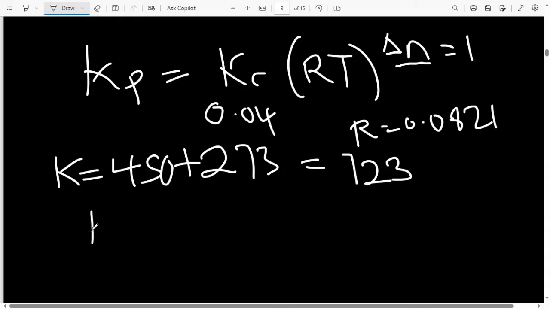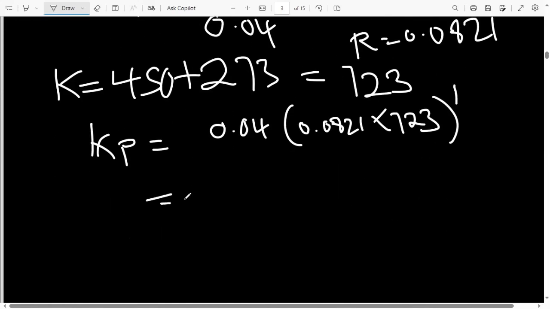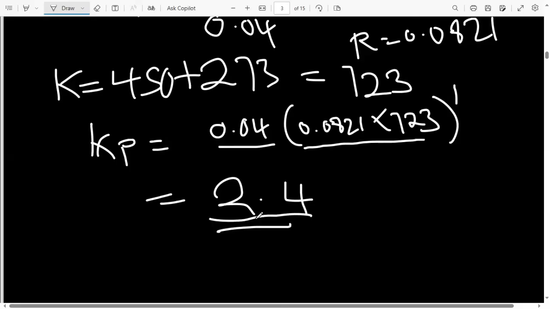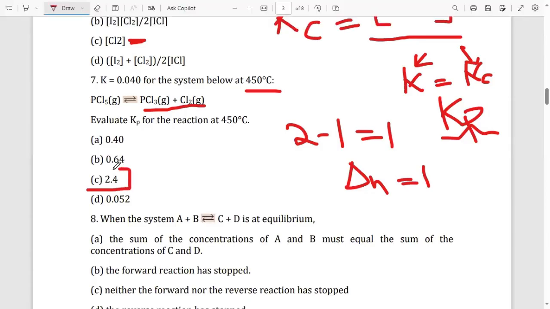So we're just going to place those into the formula. This will be equal to 0.04, and then inside these brackets we're going to have 0.0821 multiplied by 723, and then we raise to the power 1. Now multiply this with this. What are you getting? You punch on your calculator. It's giving me some number which is close to 2.4. So the 2.4 is our answer. You go to your options here and check for 2.4, which is on C. So the correct answer is C.